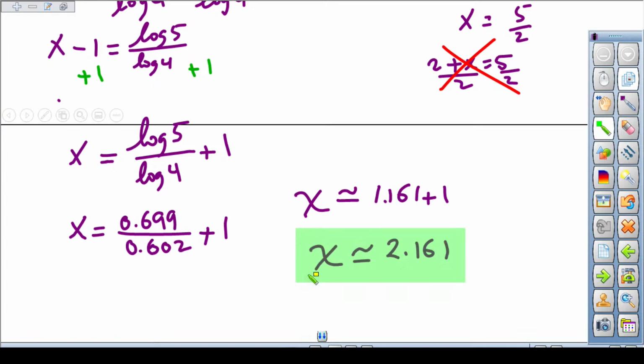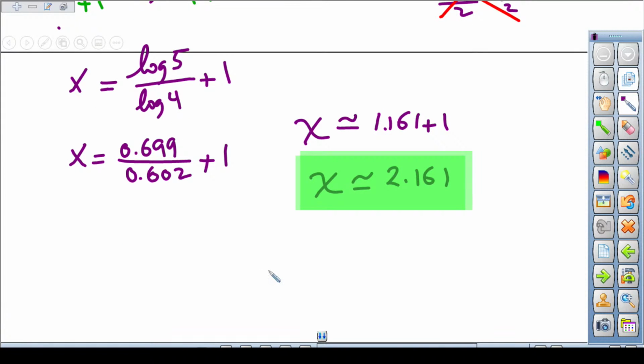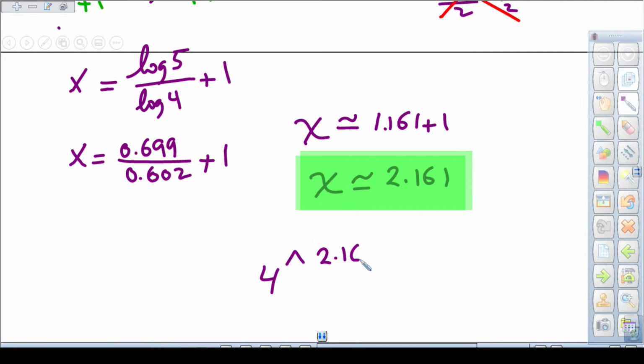So how do you check this kind of problem? Well, in my case, I would go and put it in the calculator: 4 raised to the 2.161, and see what you're going to come up with here. What would the value be when you put that in a calculator? So basically, I'm using a calculator to check my answer by plugging in.